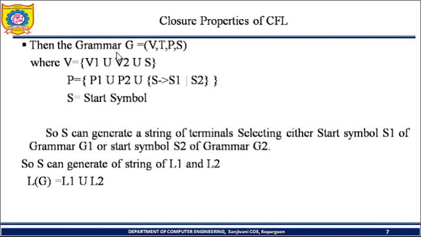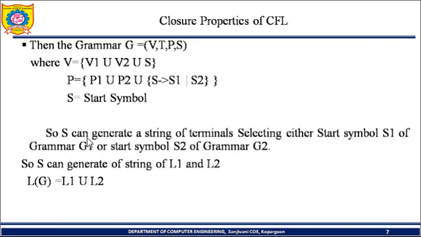Then the grammar G will be V, T, P, S, where V is nothing but V1, the set of variables of the grammar G1, union V2, the set of variables of the grammar G2, and union S, the starting symbol of the grammar G. P is nothing but the set of productions P1 union P2. P1 are the productions of the G1 grammar, P2 are the productions of the G2 grammar, and here it will be union with S tends to S1 or S2, because it's a union and S is the starting symbol.